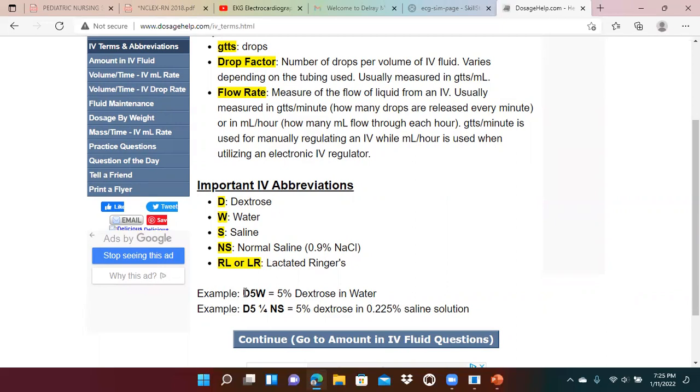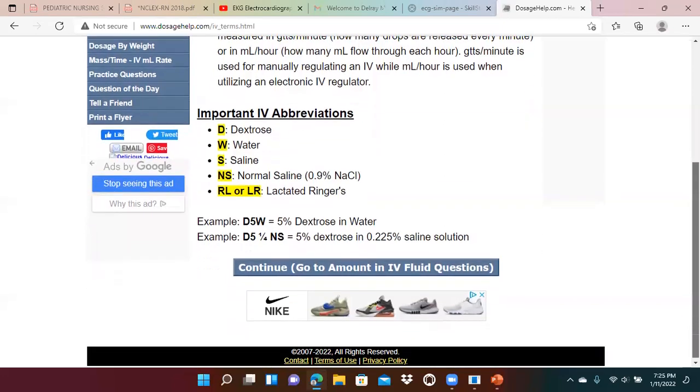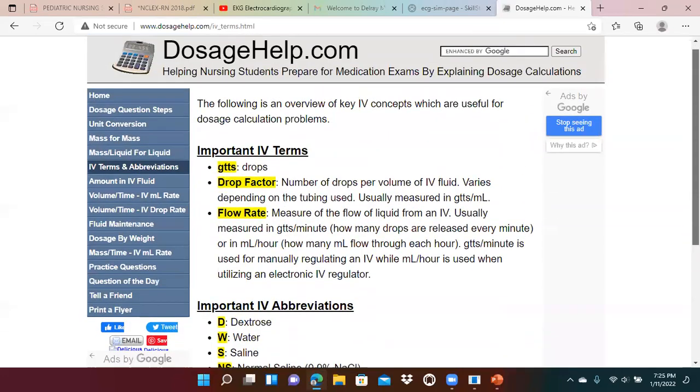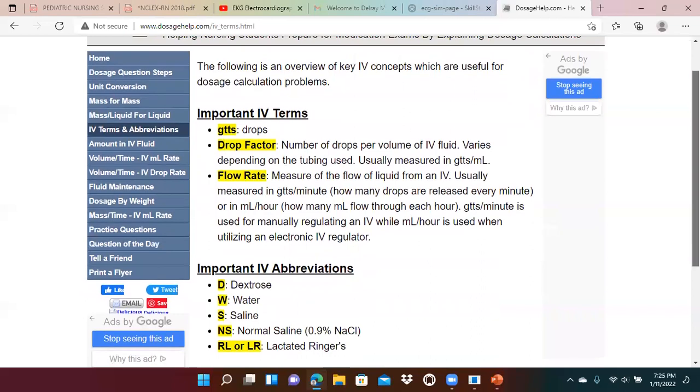Example, D5W means 5% dextrose in water. D5 1/4 normal saline means 5% dextrose in 0.225% saline solution. So this is the very basic of dose calculations.